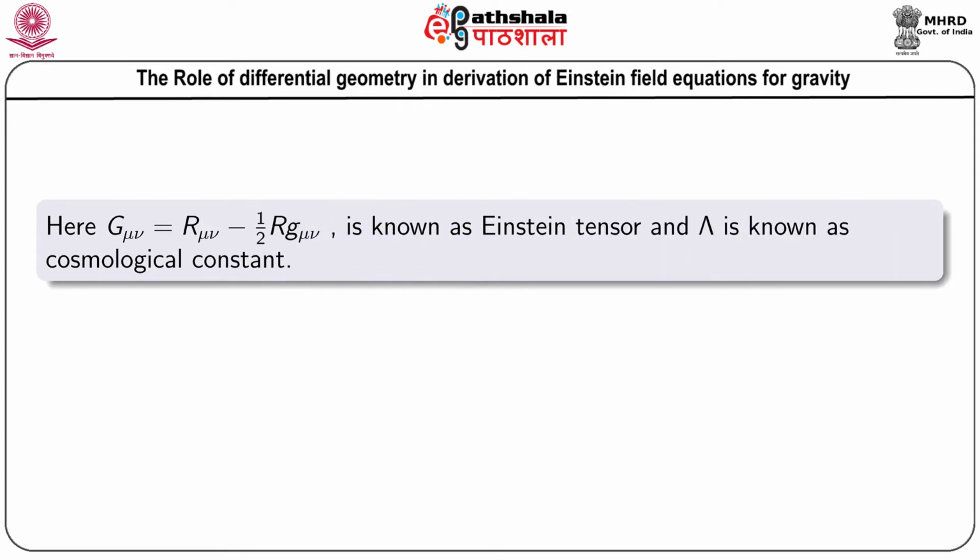Now, G mu nu equals R mu nu minus half capital R G mu nu is known as the Einstein tensor, and gamma is known as the cosmological constant.